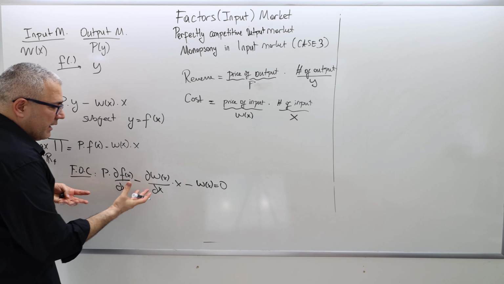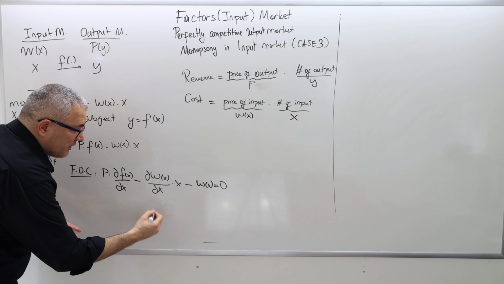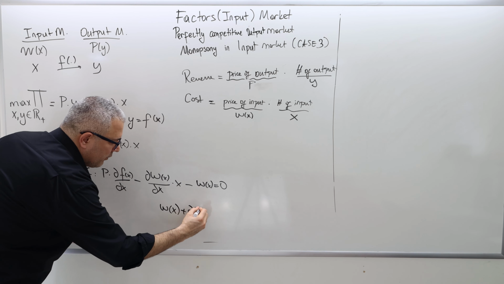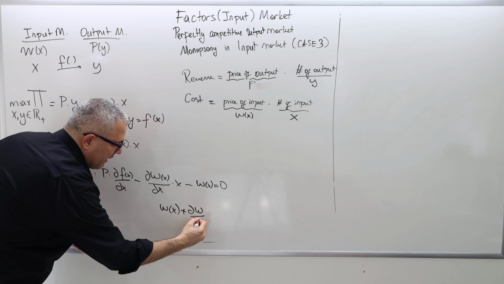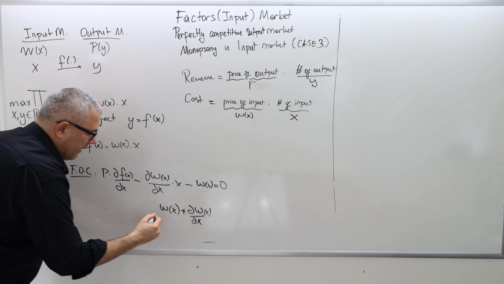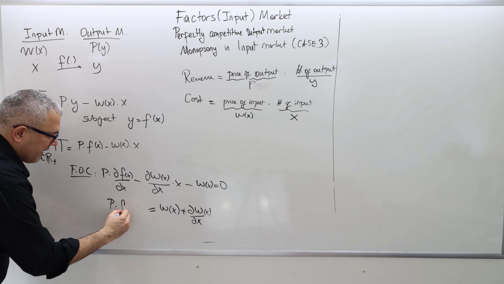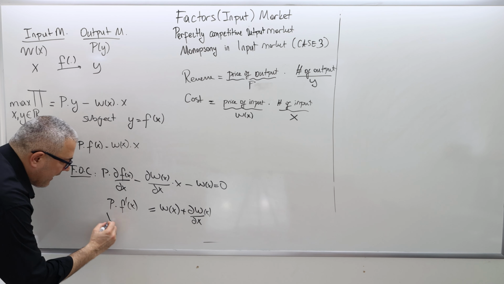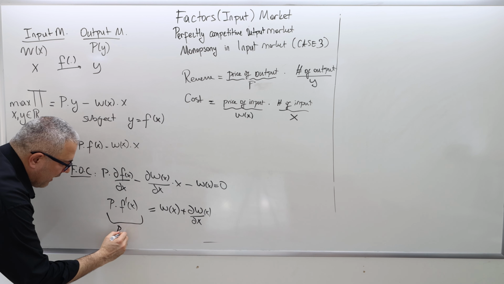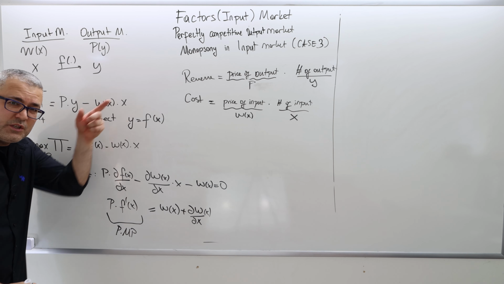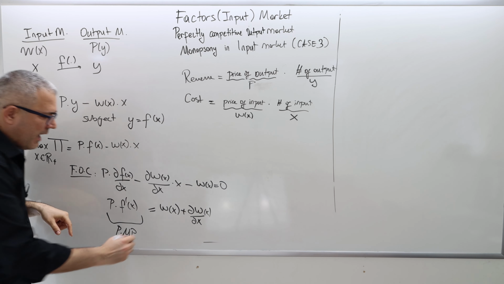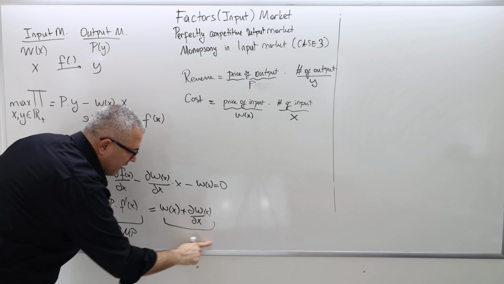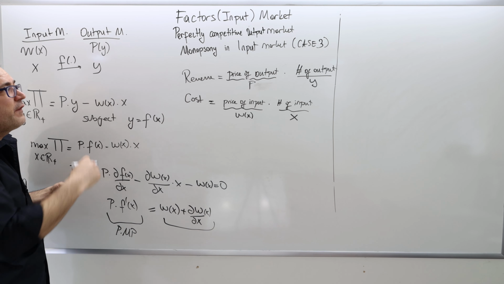So send all the negative terms to the other side. This is going to be our marginal cost, w of x plus x del w over del x of x, equals p times f prime of x. All right. So this is again p times marginal productivity, which, if you remember from case 1, is kind of the marginal revenue in this new framework in the factors market.